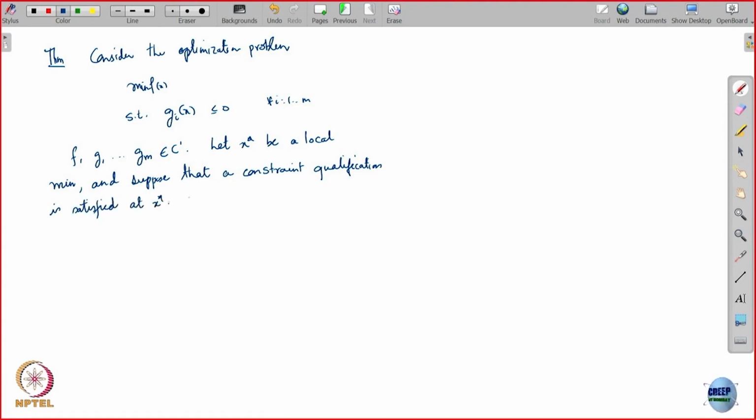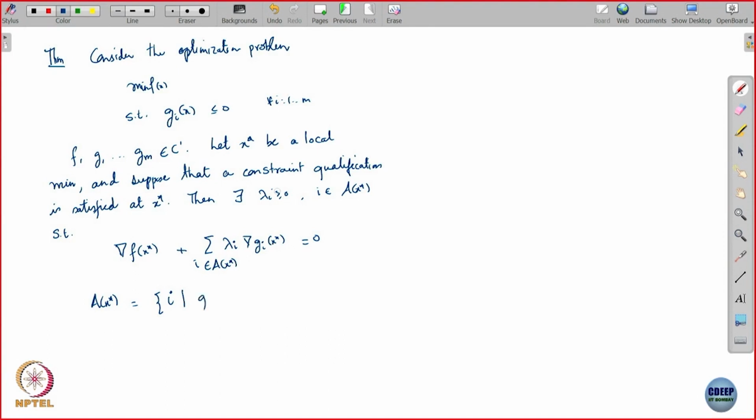at x*. Then there exists λ_i ≥ 0 for all i in A(x*), such that gradient of f at x* plus the sum of λ_i gradient of g_i(x*) over all i in A(x*) equals 0. Where now A(x*), recall, is the active set. It is those i's for which g_i(x*) is equal to 0. Okay. So this is what we derived last time.